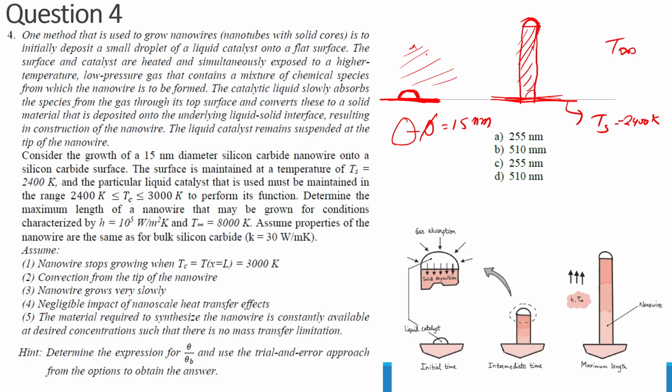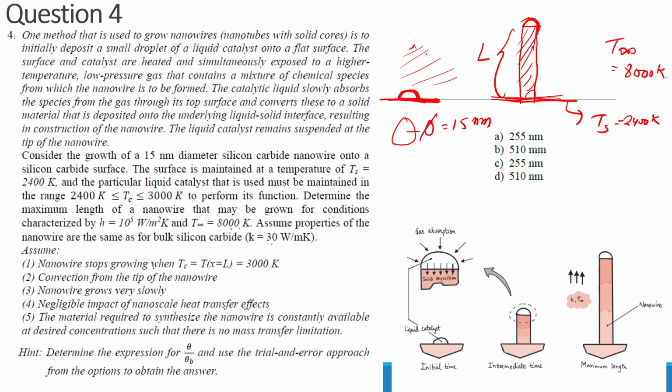Then we have been asked to determine the maximum length of the nanowire, that is basically this length L, that may be grown for the conditions characterized by h equal to 10 raised to 5 watt per meter square Kelvin and T infinity equal to 8000 Kelvin. So T infinity is given as 8000 Kelvin. Assume the properties of the nanowire are the same as for bulk silicon carbide, that is k equal to 30 watt per meter Kelvin. So yes, we have been given some assumptions that will help us to solve the question.